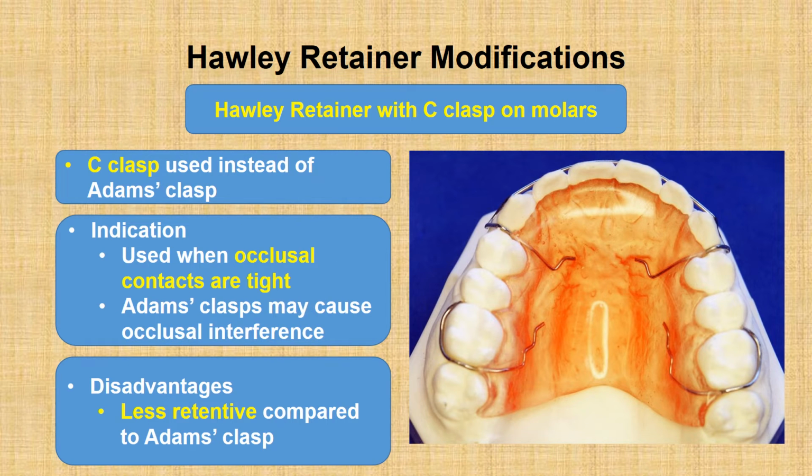Now, the Hawley retainers can be modified in many ways. Okay, one of the modifications is to put a C clasp on the molars instead of an Adams clasp. Now, this is indicated if the occlusal contacts are very tight, as putting an Adams clasp in such a situation may cause occlusal interference. But the disadvantage is a C clasp is less retentive compared to an Adams clasp.